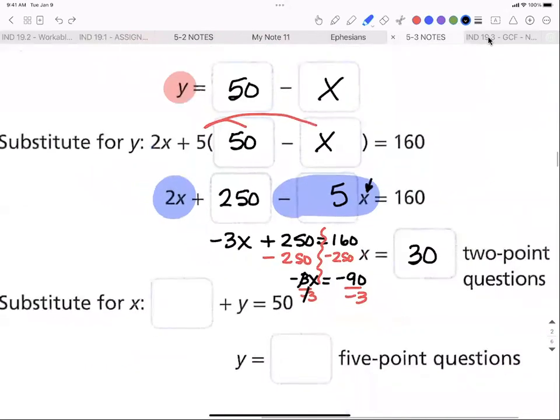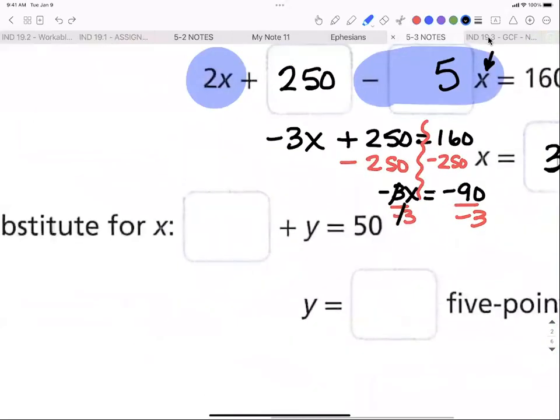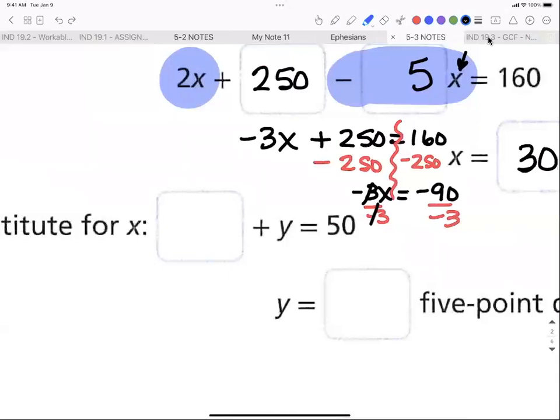All right, so we have half of our answer, which is that X equals 30. So now notice the next box is they substitute for X. Well, in the equation, X plus Y equals 50, we can now put that X equals 30. So 30 plus Y equals 50. Subtract 30 and subtract 30, and we get that Y equals 20. Go ahead, Eli.